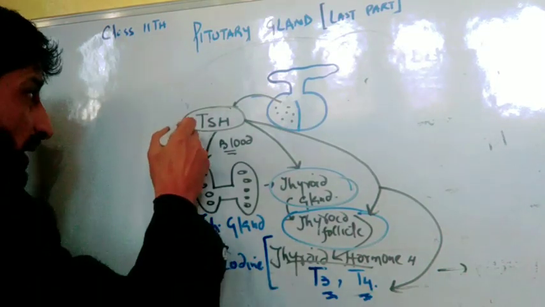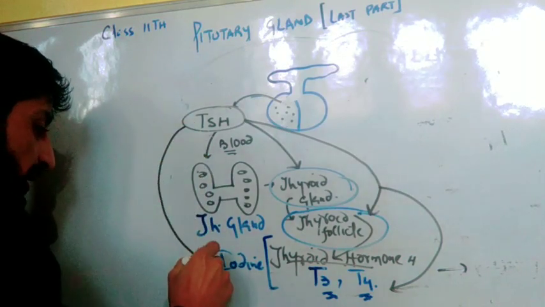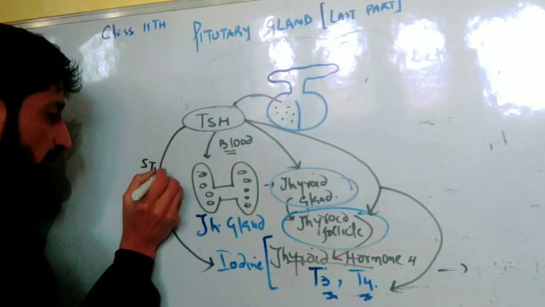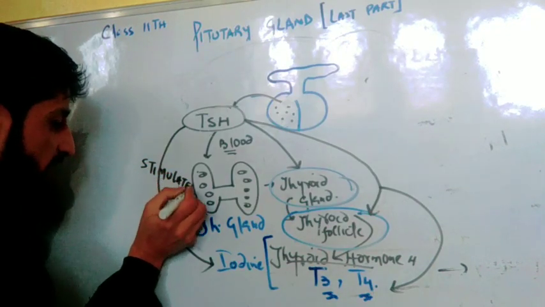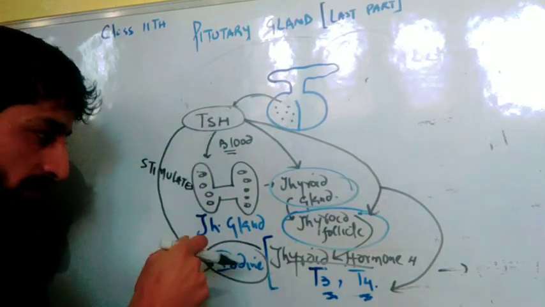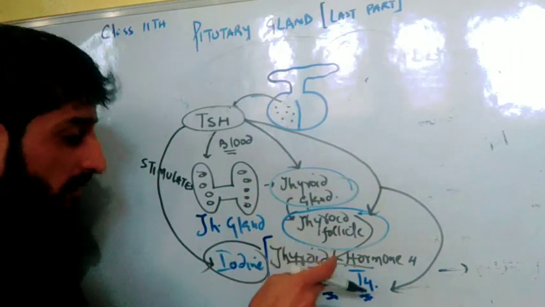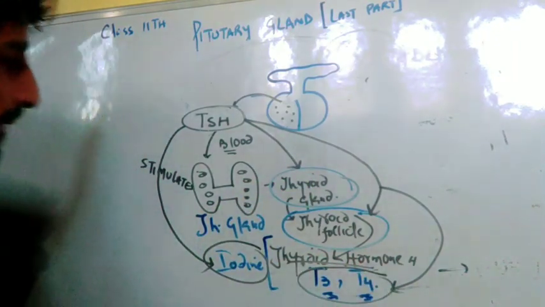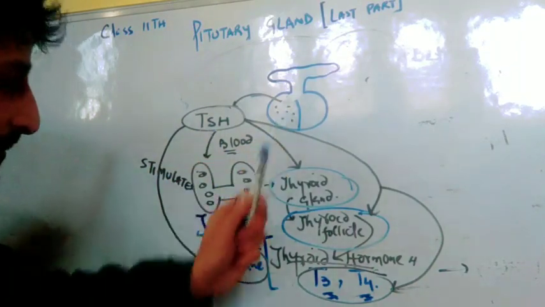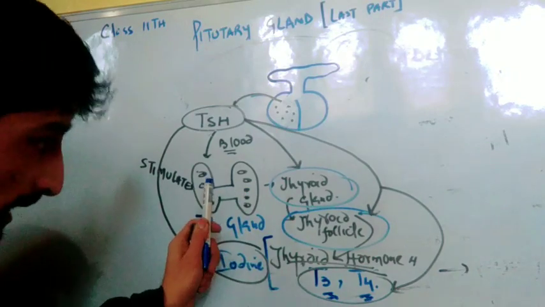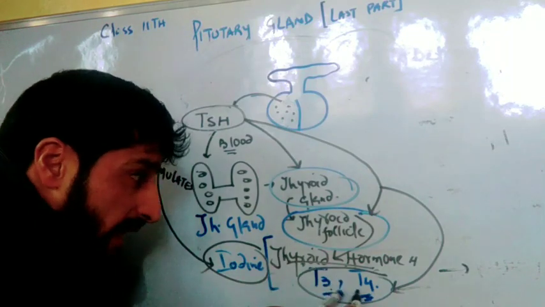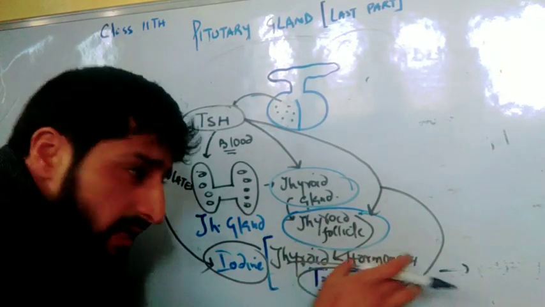Now, thyroid stimulating hormone actually stimulates the uptake of iodine from blood. Thyroid stimulating hormone makes these hormones from the thyroid gland. I said that thyroid stimulating hormone is produced from the pituitary gland, and it stimulates the thyroid gland, and the thyroid gland undergoes formation of T3 and T4. These T3 and T4 are actually thyroid hormones.